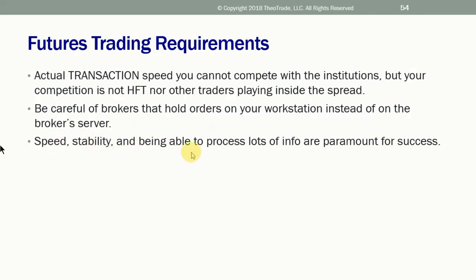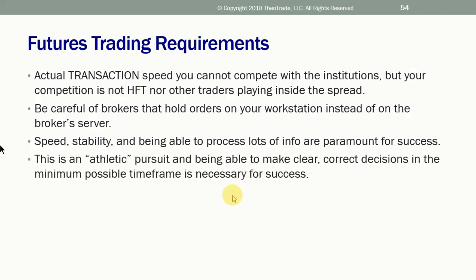So speed, stability, and being able to process lots of information are going to be paramount for success for you. Don't forget, this is an athletic pursuit. Being able to make clear, correct decisions in the minimum possible time frame is necessary for success. This is no different than sitting there drilling on something like a golf shot or a baseball swing. It's repetition, and this is something I'll bring up again and again today. Repetition is so necessary for success. But you've got to have the view. You've got to have the tools. There's no way you can compete in this arena if you've got an arm tied behind your back.